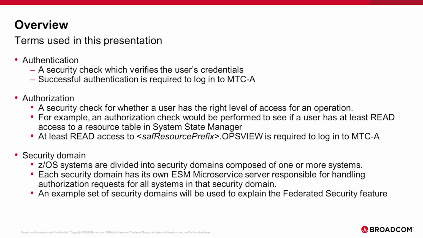Let's go over a few terms that will be used throughout this presentation. Authentication is a security check which verifies the user's credentials such as username and password. Successful authentication is required to log in to MTC-A. Authorization is a security check for whether a user has the right level of access for an operation. For example, an authorization check would be performed to see if a user has at least read access to a resource table in System State Manager. At least read access to SAF resource prefix.opsview is required to log in to MTC-A.